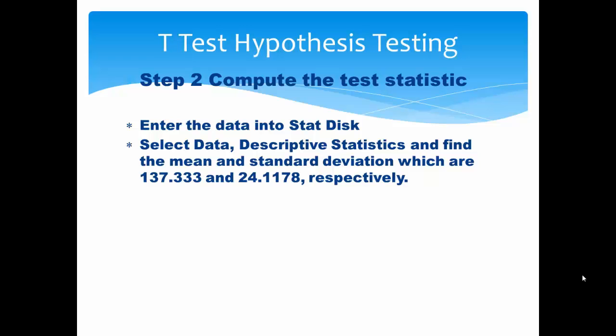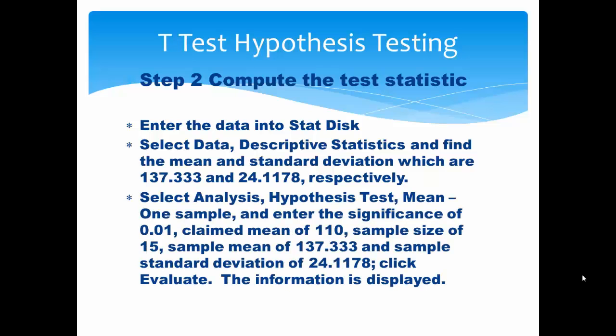So what we do is we select from StatDisk at the top of the menu, Data, then Descriptive Data. And we would select our column 1 where our data existed, and we would find that the mean for the sample data is 137.333, and the standard deviation for our sample data is 24.1178. So I would write that down, and I'll need to use it in my next step.